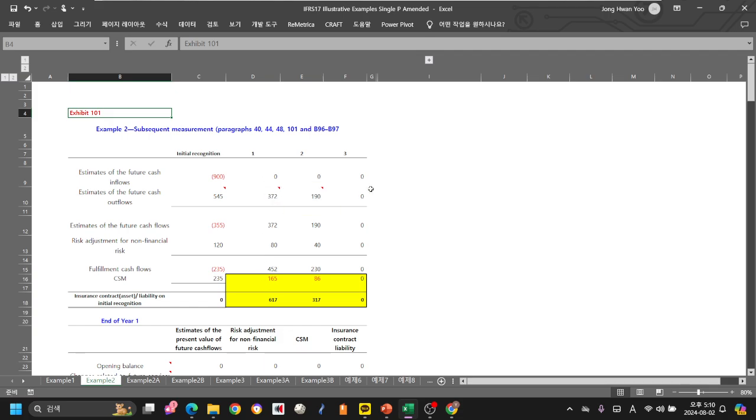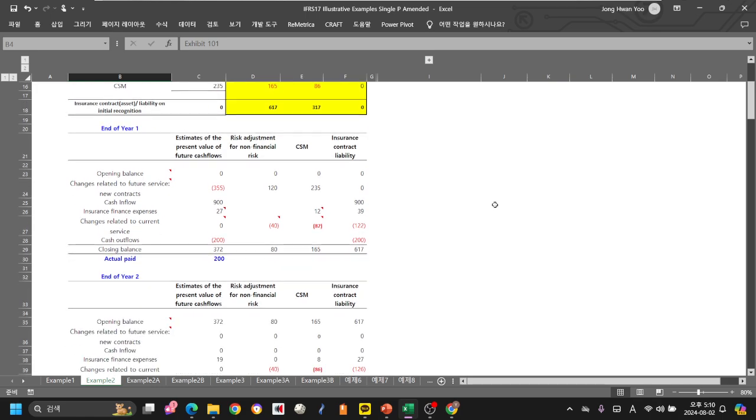So you can have 200, 200 at the end of year one, so you discount it, so 372. And this one is another 200 in the third year, discounted 190. And all the other ones I'm going to explain later. Exhibit 101 is organized in this way. This one is the sum of building blocks 1 and 2, and this one is risk adjustment, which is building block 3, and CSM for the non-onerous group of contracts.